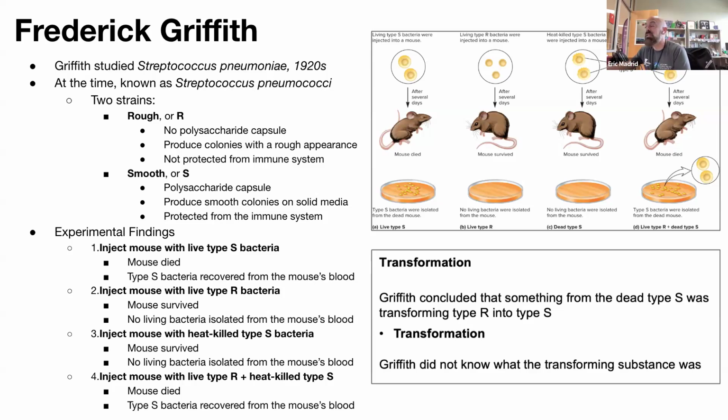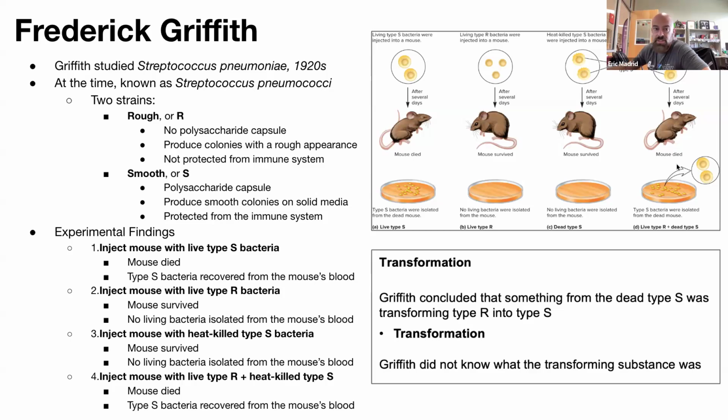Okay, now we get to the final experiment, and this is the one that is really interesting. We're going to have live type R. Remember, R strain pneumonia should not kill the mouse, and it's alive. And we're going to, again, get heat killed S type pneumonia. Heat killed S type pneumonia by itself didn't do anything to the mouse. The mouse survived. Live type R also did not do anything to the mouse. The mouse survived. But when we mix the two together and inject it into the mouse, the mouse died. And so that is unusual.